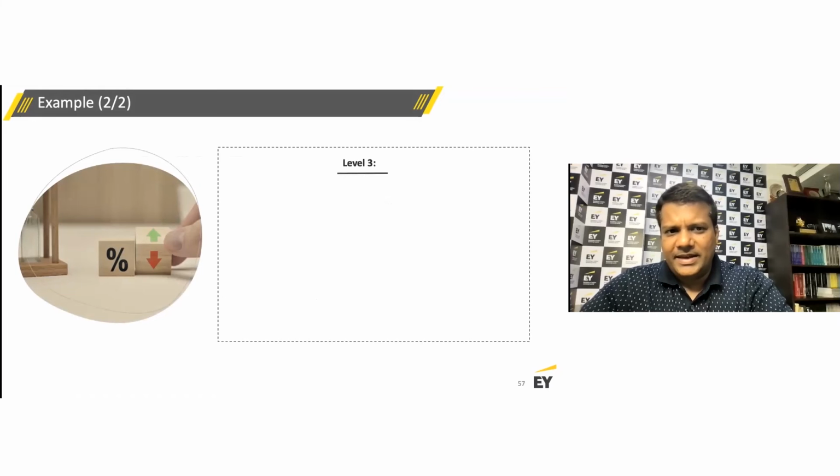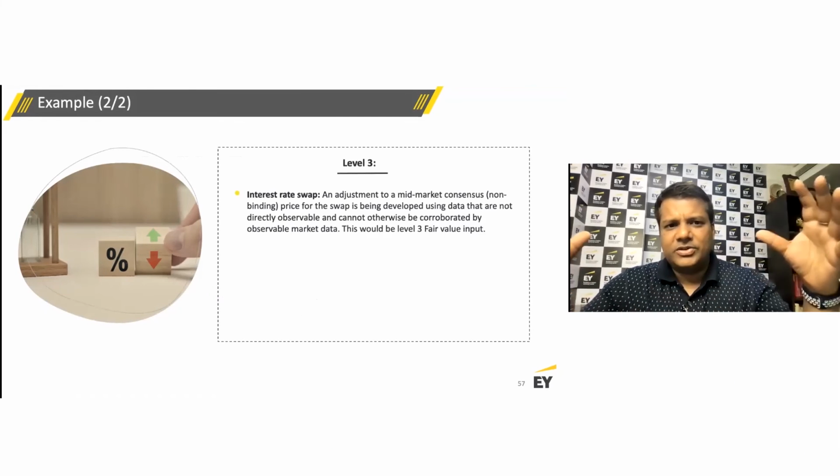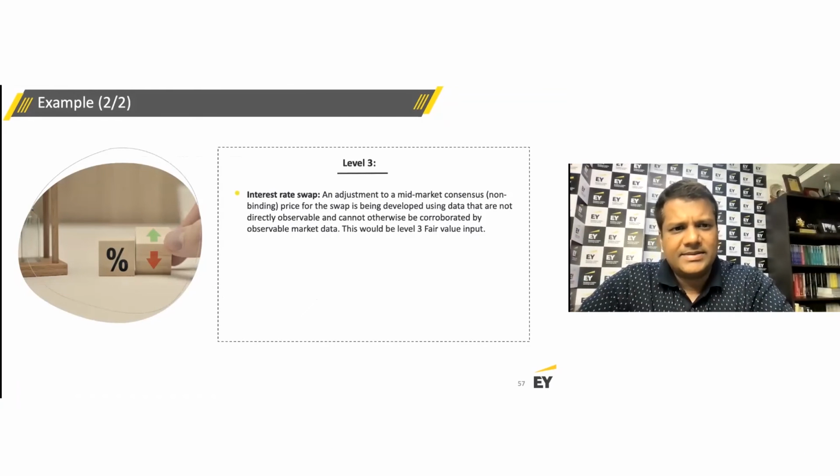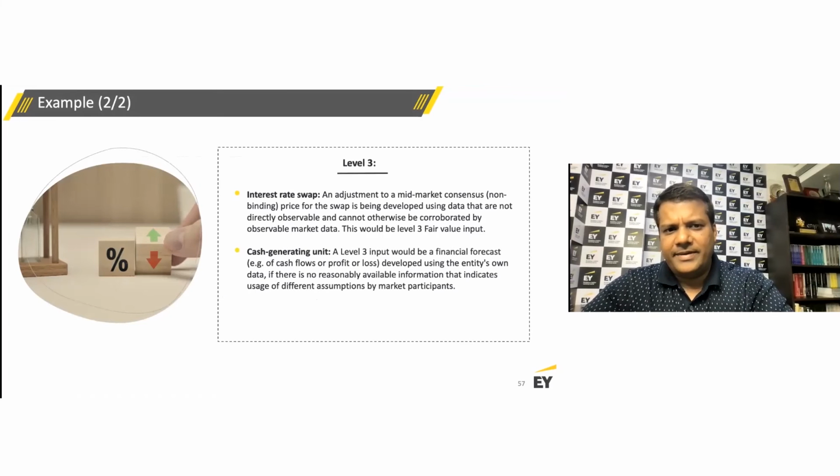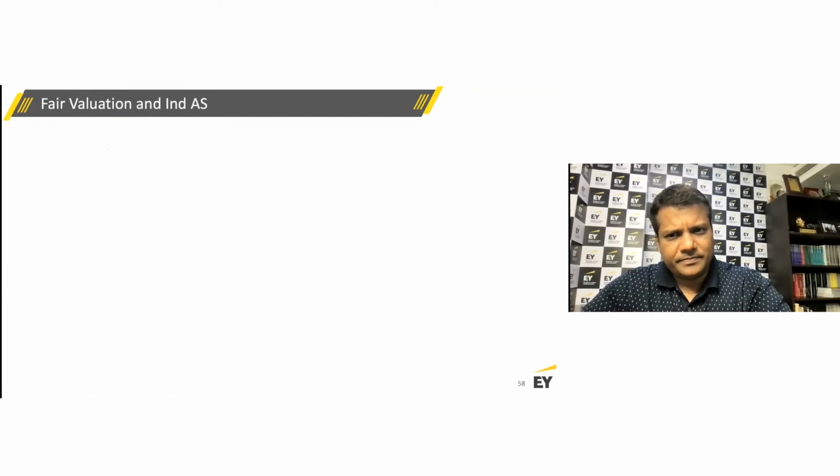You look at level 3, right? Example of level 3 is an interest rate swap, an adjustment to a mid-market consensus non-binding price for the swap is being developed using data that are not directly observable and cannot otherwise be corroborated by observable market data. This could be level 3 fair value. Cash generating, when you try to do fair value to determine discounted cash flow, you use entity specific assumptions, you apply growth rate, you apply a number of other estimates, the discount rates, etc. That is level 3.